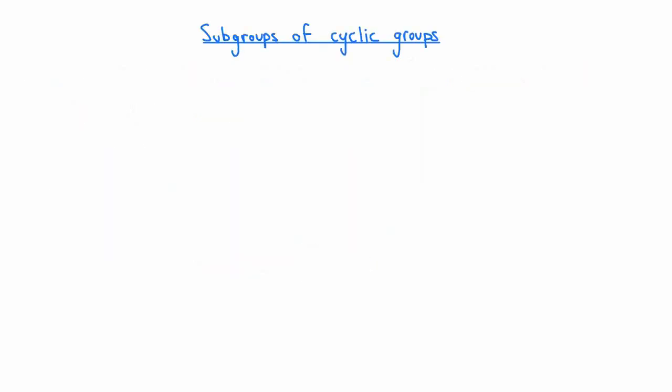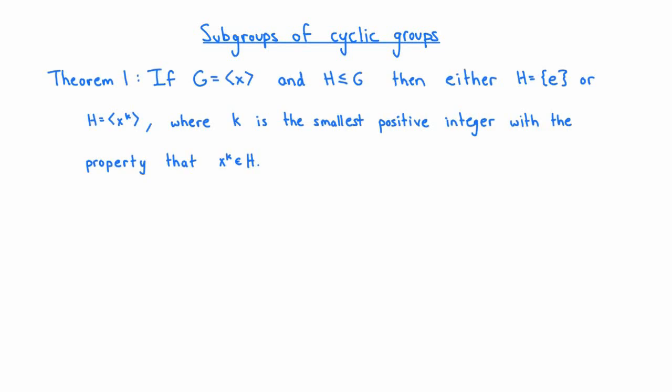Next, let's talk about subgroups of cyclic groups, and let's begin by proving an important theorem which we're going to call Theorem 1. What Theorem 1 says is that if G is a cyclic group generated by the element x, and if H is any subgroup of G, then either H is the trivial subgroup, or H is the group generated by an element of the form x to the k, where k is the smallest positive integer with the property that x to the k is an element of H.